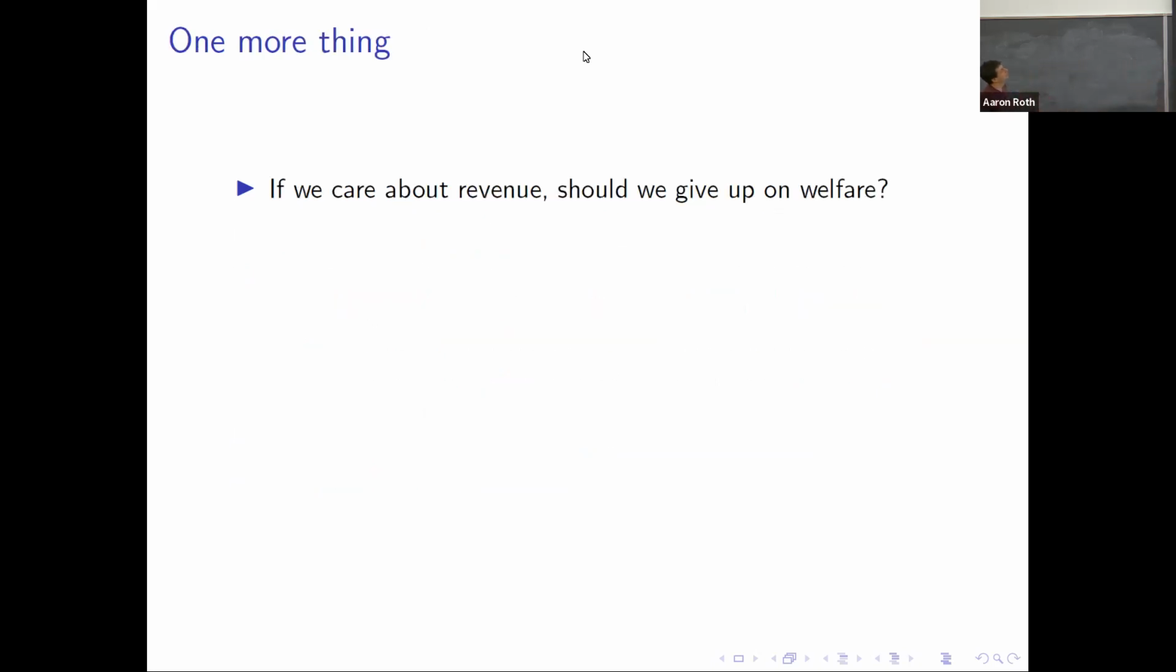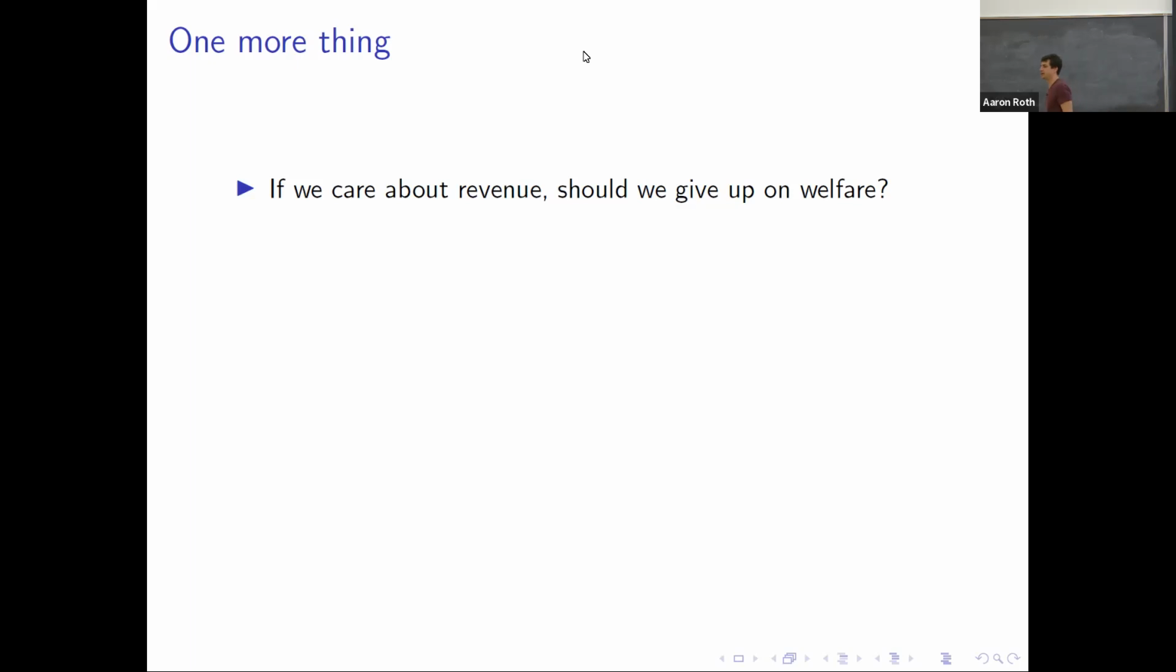And let me just prove one more mini result for you. So we now know how to maximize welfare, quite generally, with the VCG mechanism, and in particular with single item auctions, a second price auction. We also know how to maximize revenue.